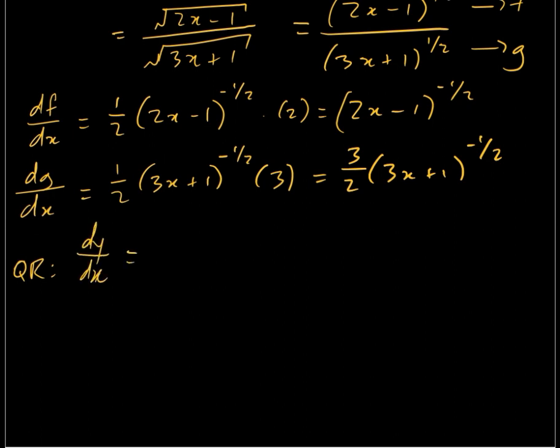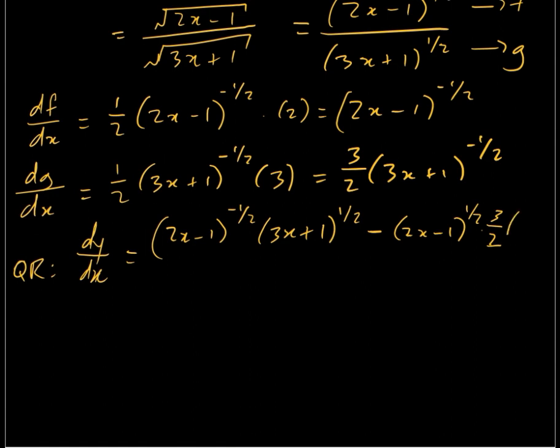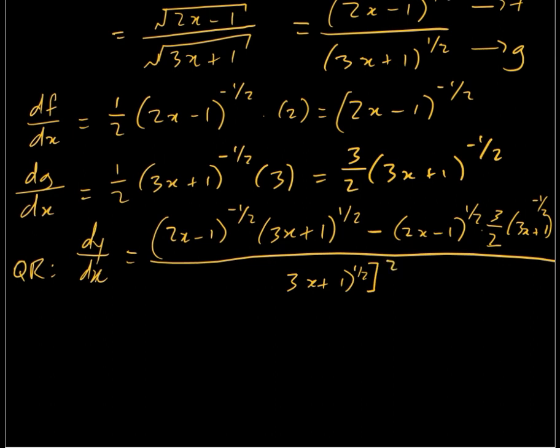I'm not going to rewrite what the quotient rule is. We should know it now. So it's df/dx, which I'm just going to write as (2x minus 1) to the minus a half, times g, the original g, (3x plus 1) to the half, then minus, keep f by itself, so (2x minus 1) to the power half, and now the derivative of g, which is 3 over 2 times (3x plus 1) to the power minus a half, and all of this must be over g squared, which is (3x plus 1) to the power half, squared.